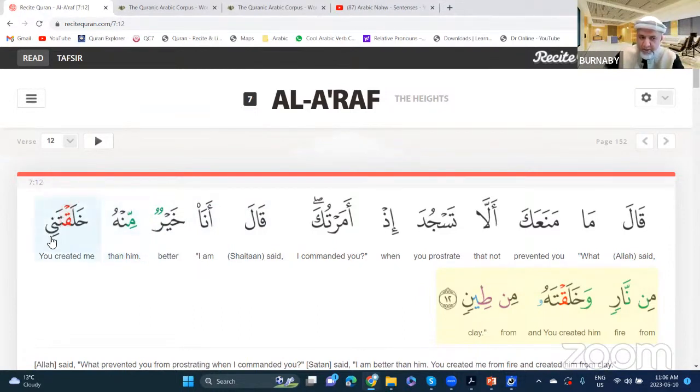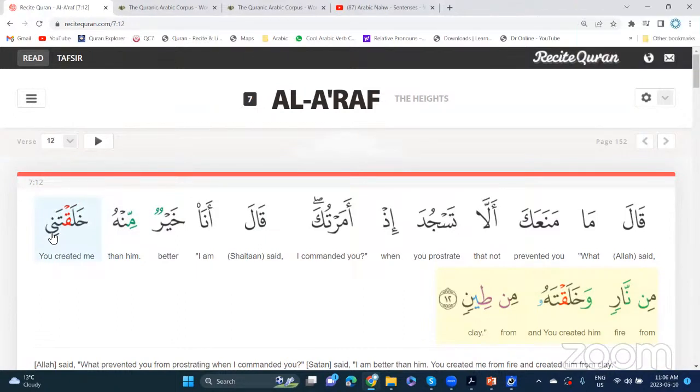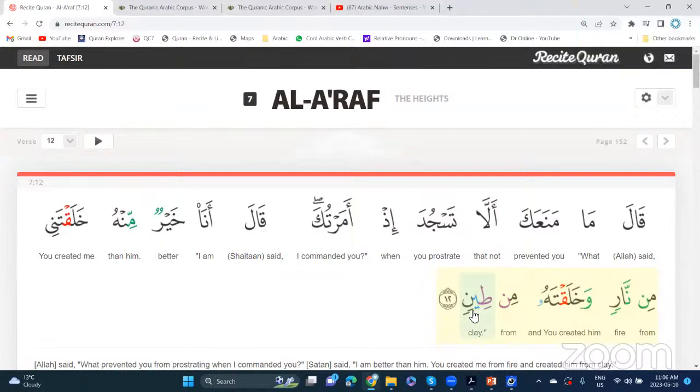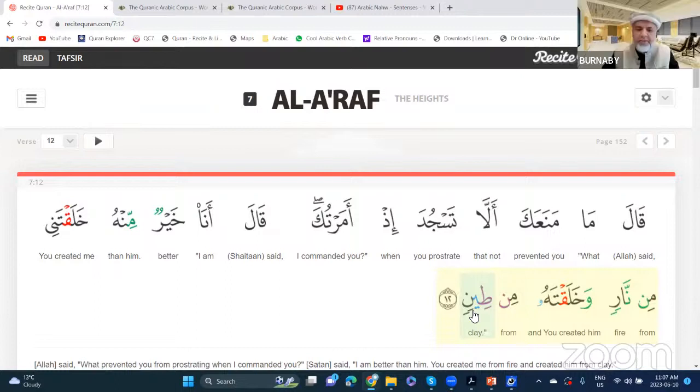Khalaqtani. You created me. This ni over here, is it an attached pronoun? Yes. Min nar, wa khalaqtahu, and you created him, min teen. You see, in one little verse, how many attached pronouns you come across? Manaka and Amartuka, they are in the nasab status, right? Yes, that's right. But right now, I'm not asking that because then it will divert from the subject.